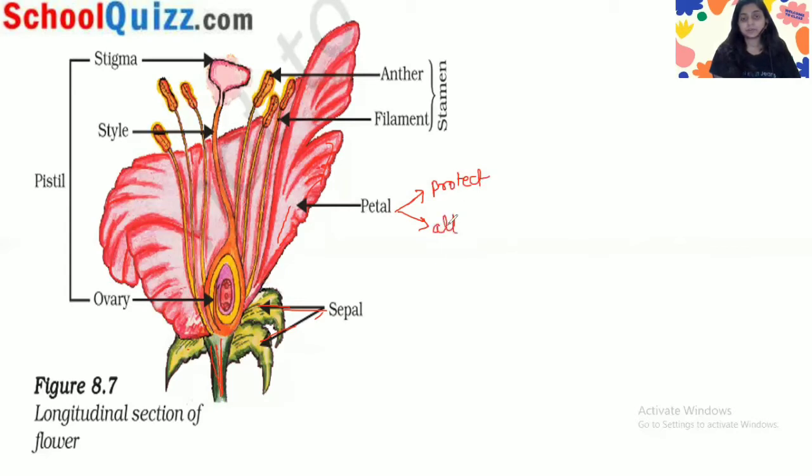So what does it protect from? It protects the reproductive parts of the flower, like the male part, which is the stamen, and the female part, which is the pistil. So it protects from the outer environment so that they cannot be harmed or destroyed.